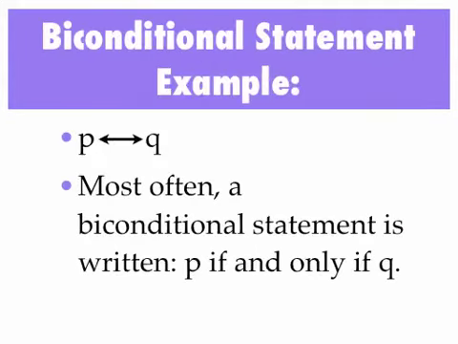So, biconditional statement example, P double arrowhead Q. Most often a biconditional statement will be written as P if and only if Q. Remember, if and only if are the key words to look for when you're looking for a biconditional statement.